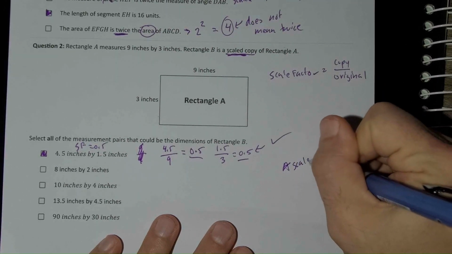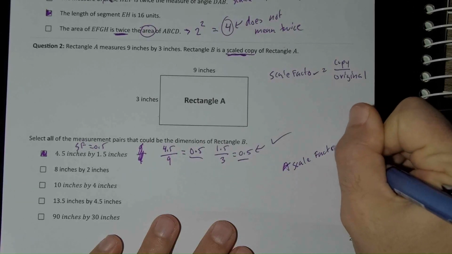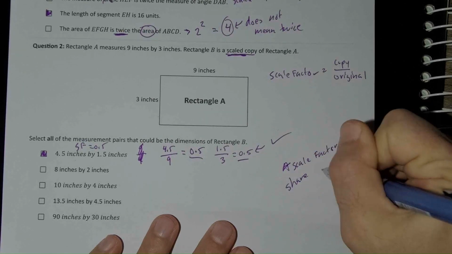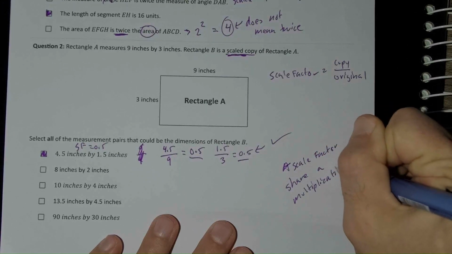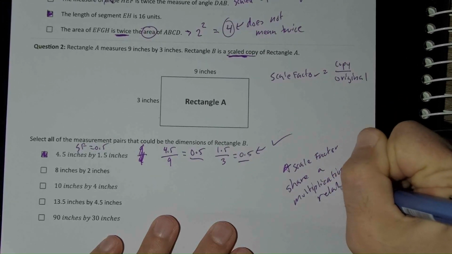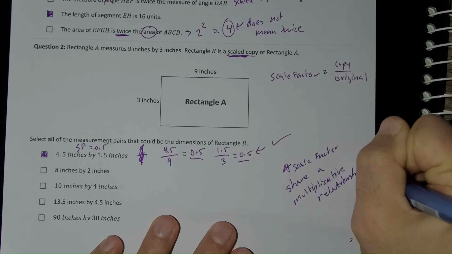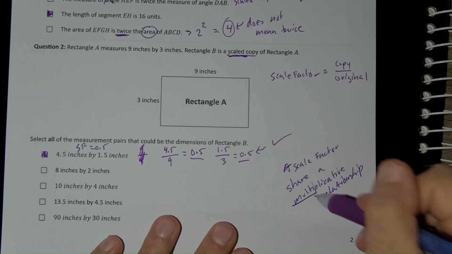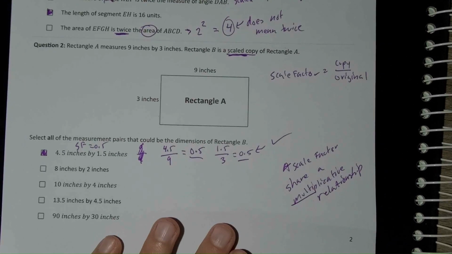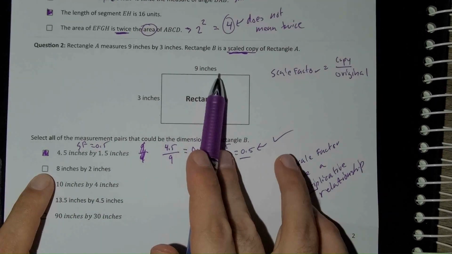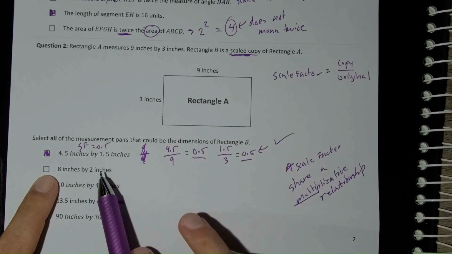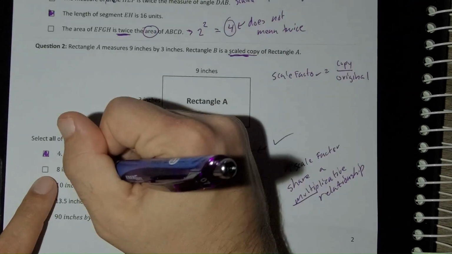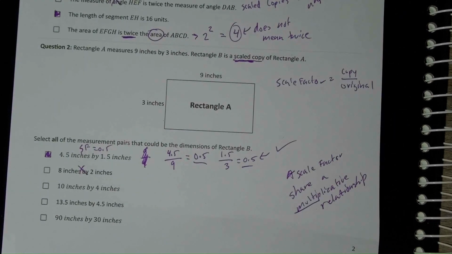Scale factor shares a multiplicative relationship. And so multiplicative just means that you need to multiply your scale factor. Since this is clearly subtracting by 1, right? 8 divided by 9 is not equal to 2 divided by 3. So this one is not possible.